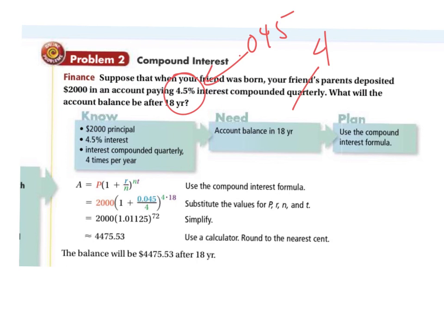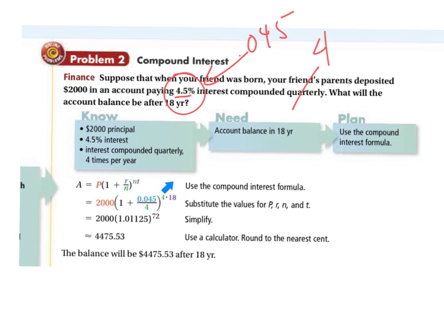0.045. Okay, I know there's a decimal in this, but that's not what I mean. So let's take a look down here. We certainly have, first off, the P, the principal. That's how much you started with. 1 plus, again, the rate there, 0.045 over N, that's 4 times a year, raised to the N, that's 4 times a year, times the T, time in years, 18.